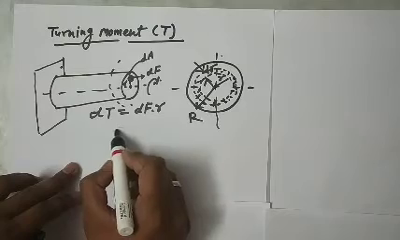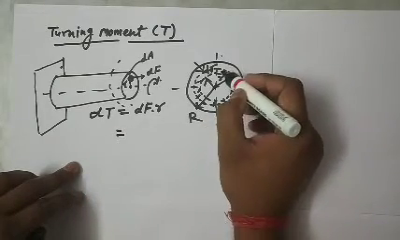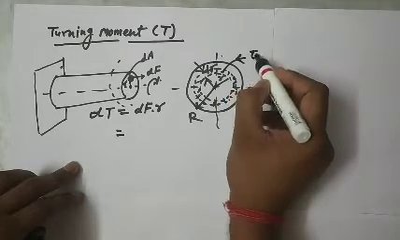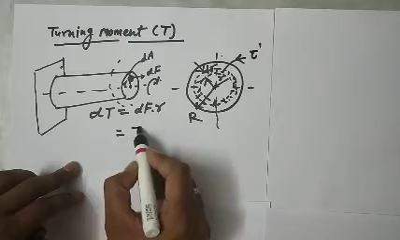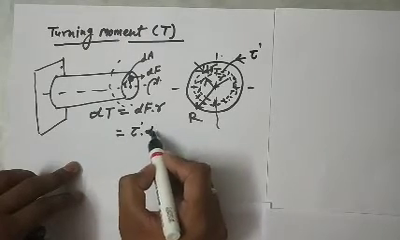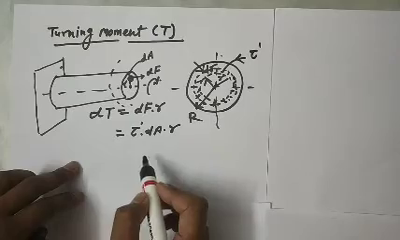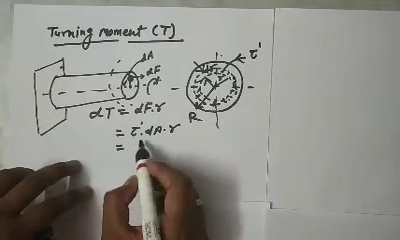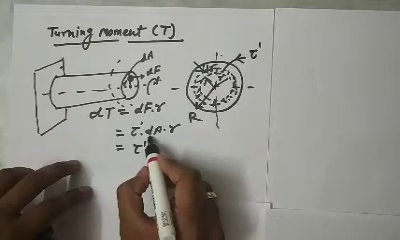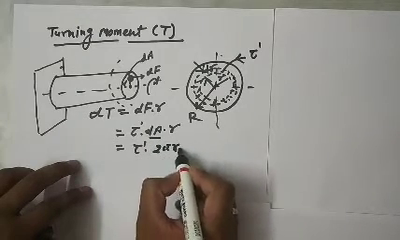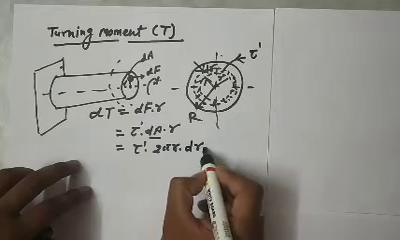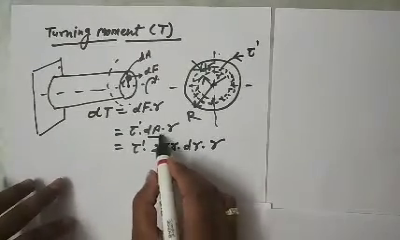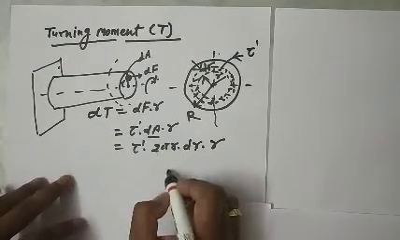Now dF, if the shear stress at this section is tau dash, will be equal to tau dash into dA. The area of the elemental ring will be 2 pi r dr, length into thickness, so dT is tau dash into 2 pi r dr into r.